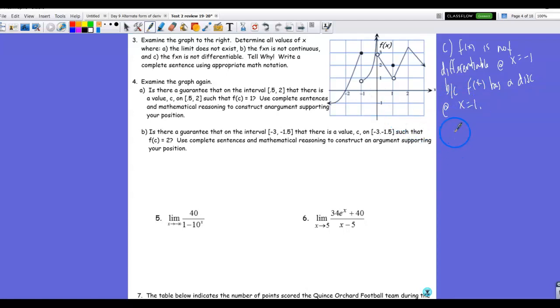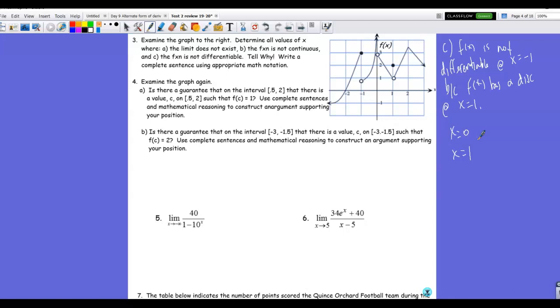I'm going to say the same thing for x equal to 0. I'm going to say that f of x is not differentiable at x equal to 0 because f of x has a discontinuity at x equal to 0. I'm going to say the same thing for x equal to 1. There is a discontinuity at x equal to 1, so there's no derivative there.